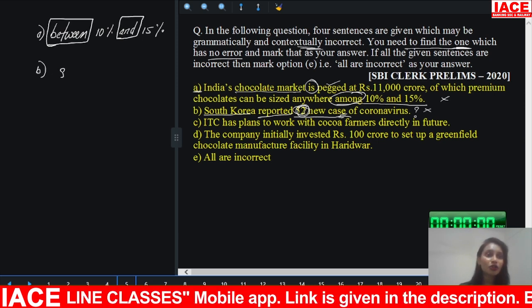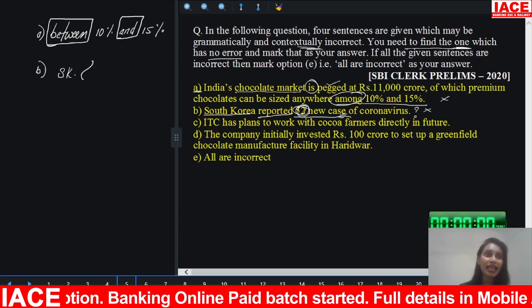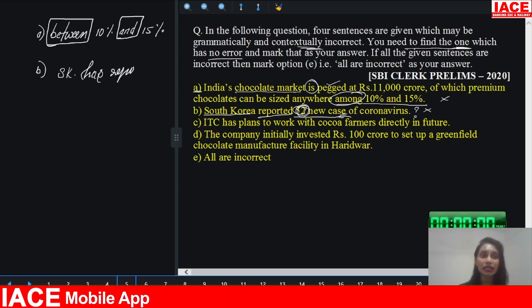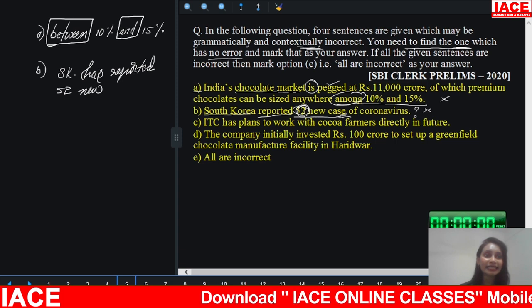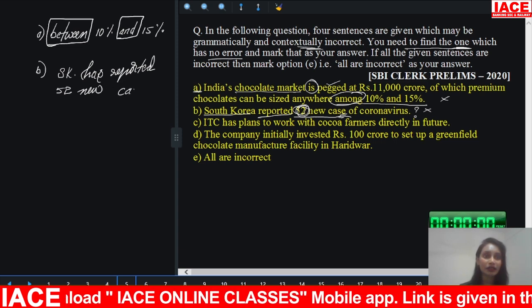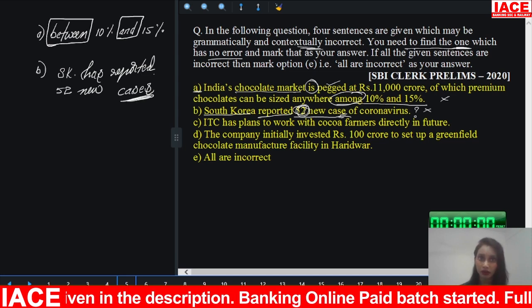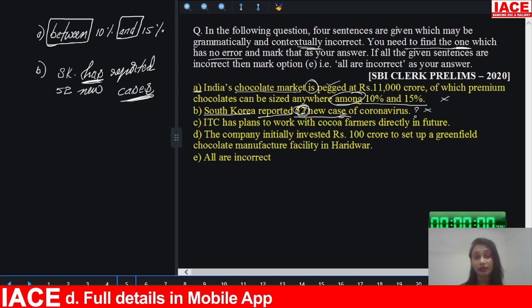So, South Korea has reported, has plus V3, has reported 52 new cases. Here we require plural, 52 new cases of coronavirus. So here has and here cases. So second one is also incorrect.